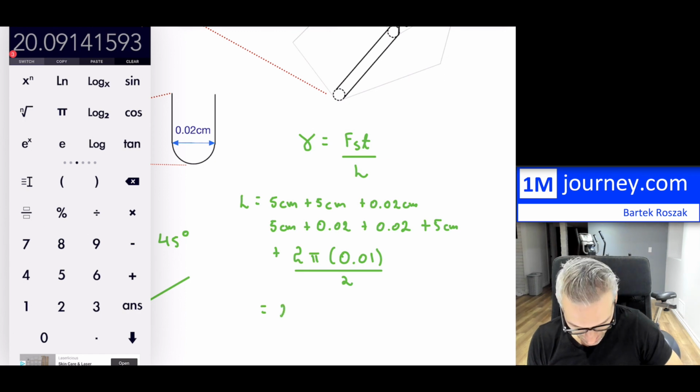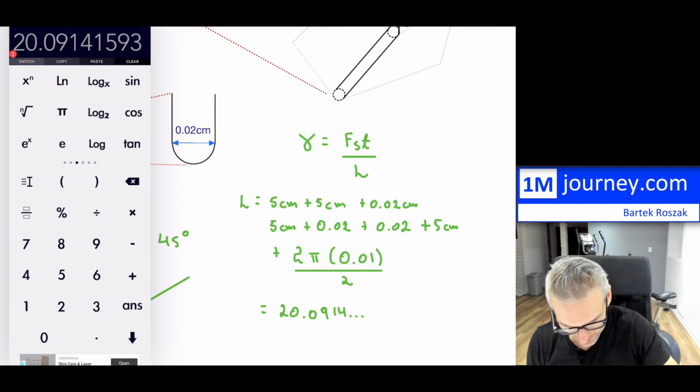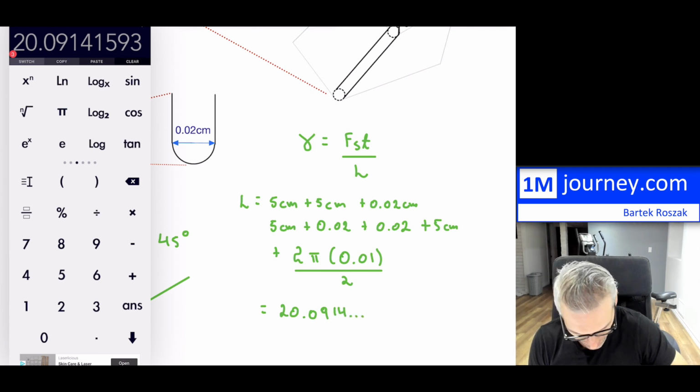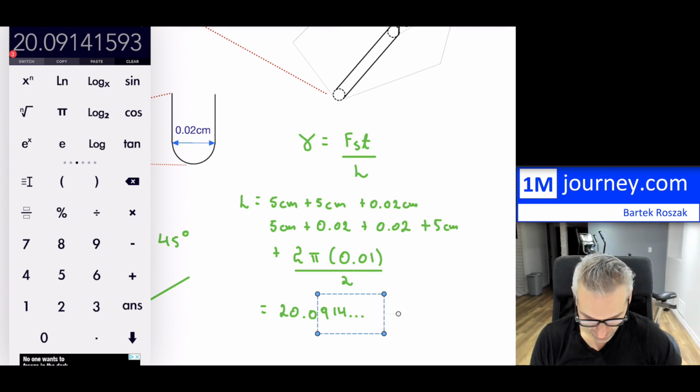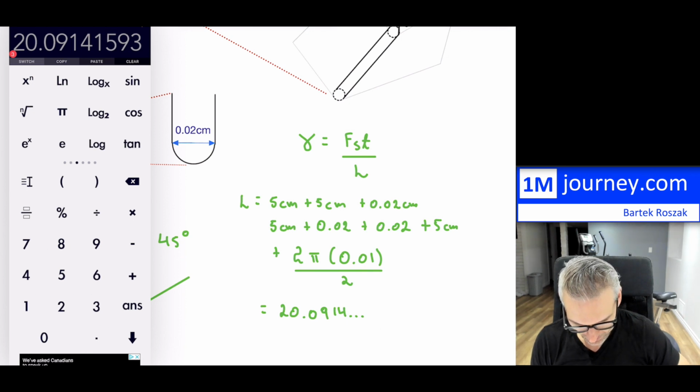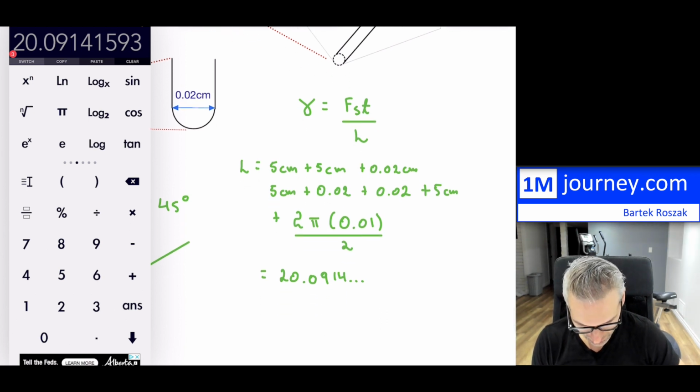We get 20.0914 etc. centimeters. So these little pieces, this whole thing really is just coming from those ends that we would have. So as you can see, most of the time people won't even consider those particular ends, but I'll do it anyways.